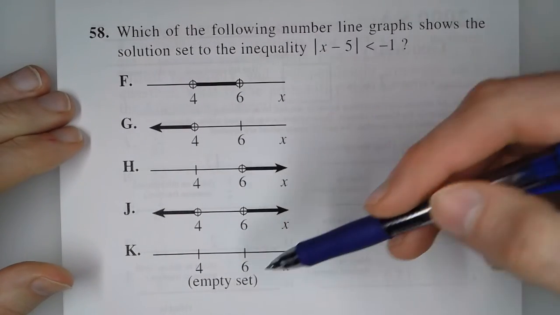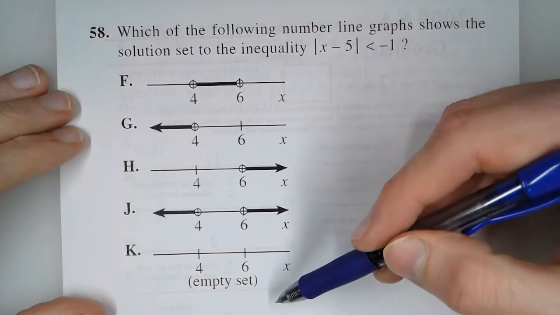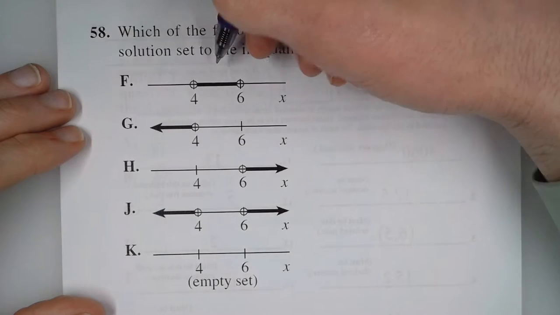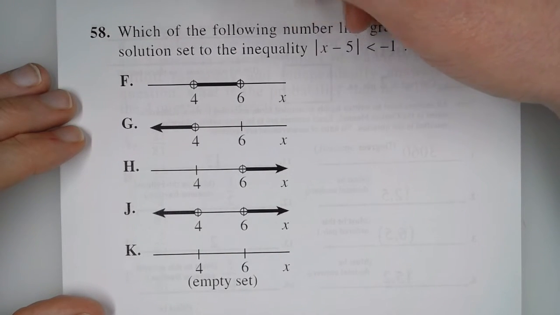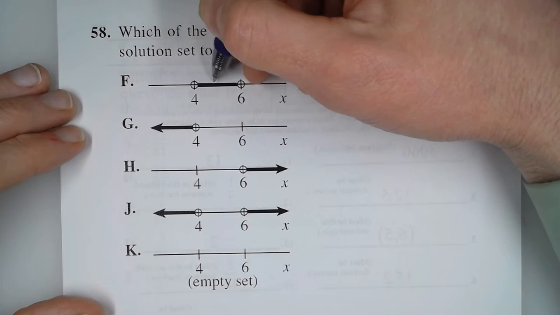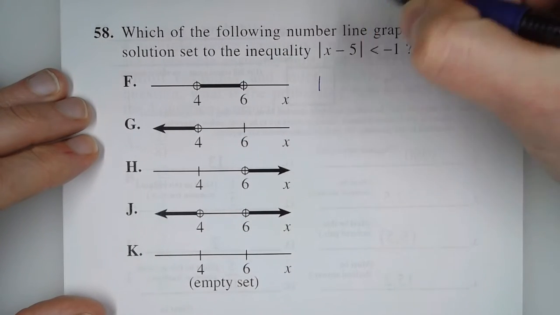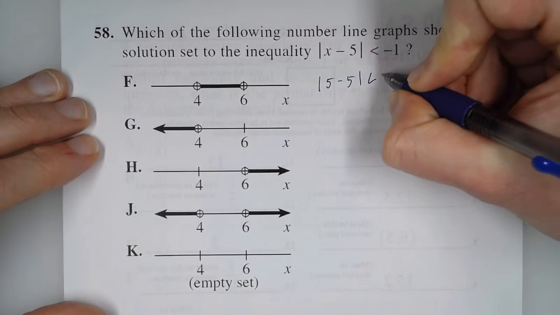Now, all these number lines have this in common. They're all broken up at the 4 and at the 6. So what we can do is, let's just test to see if any of these work. So for F, this is going to work if any number between 4 and 6 works. So let's try 5. So absolute value of 5 minus 5 is less than negative 1.